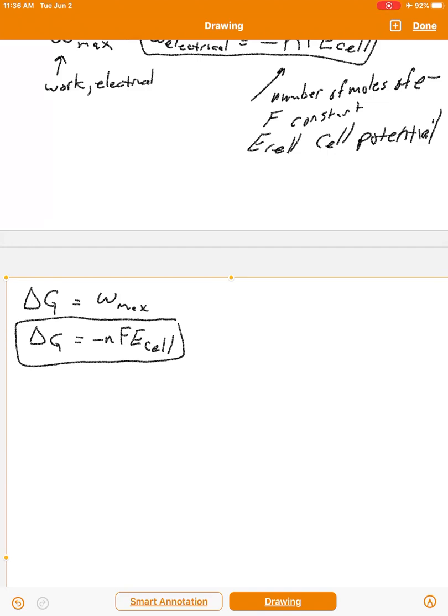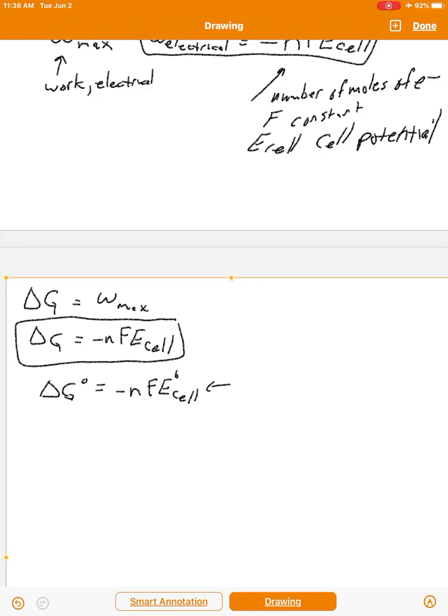This is under standard or non-standard conditions, but if we're under standard conditions, meaning 298 Kelvin typically, and the solute molecules that are electrically active are at 1 molar, and any gases that are electrically active are at 1 atmosphere, we can put this equation into standard form. So the Gibbs free energy change under standard conditions is minus nF E cell under standard conditions.